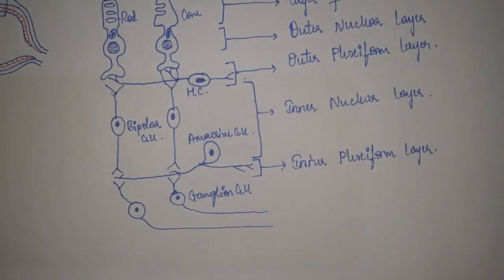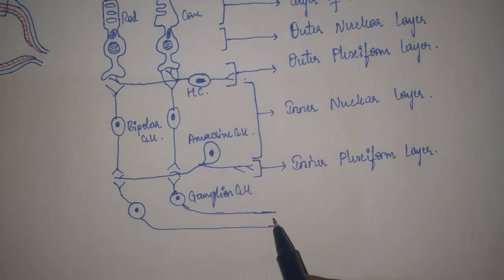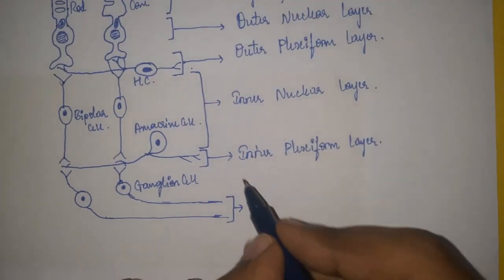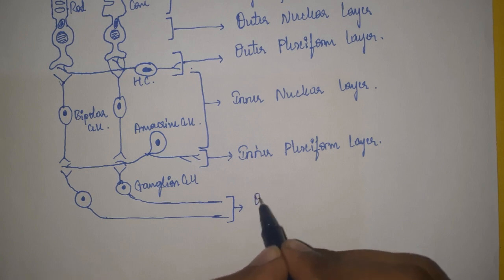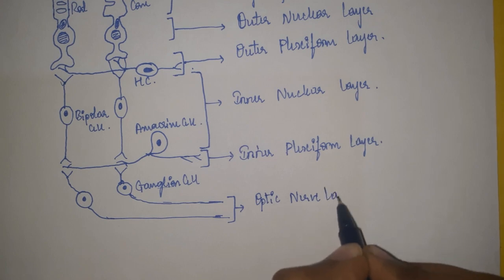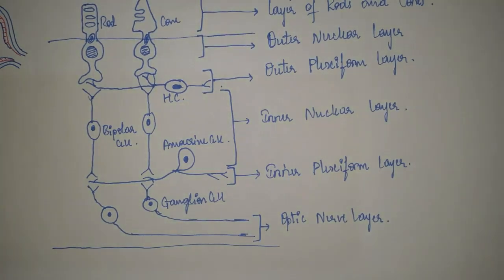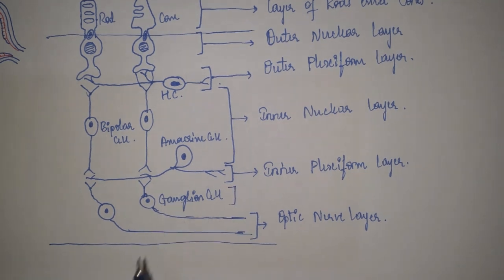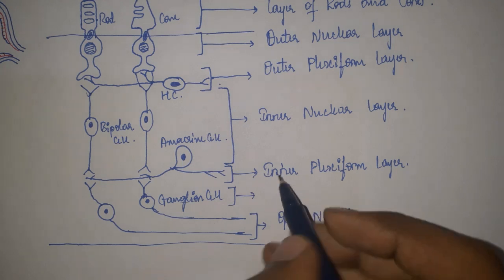Now finally, come to this layer. The fibers of ganglion cells go to the optic nerve. These are the fibers which contribute to the optic nerve. This layer is called the optic nerve layer. And these are the ganglion cells. These ganglion cell bodies form another layer that is called the ganglionic layer.